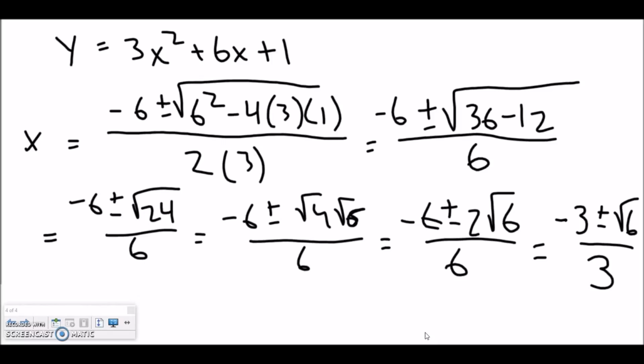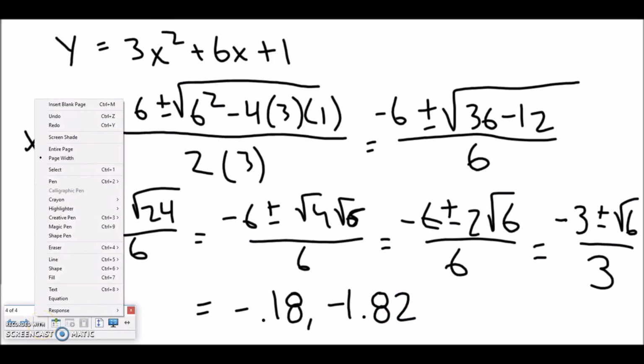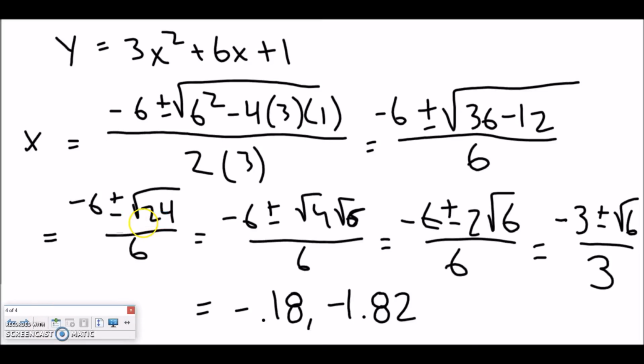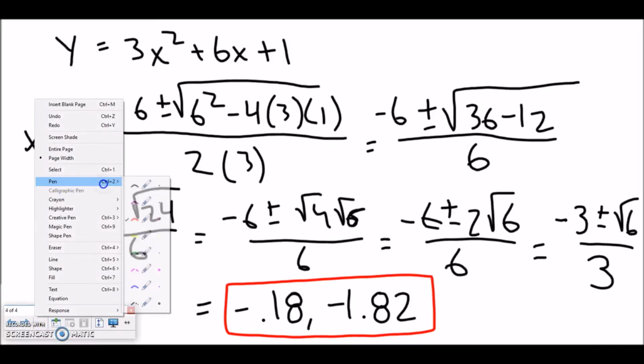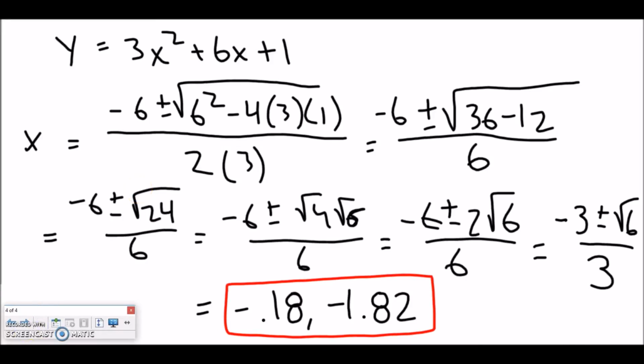Now we simply plug those into our calculator, and we get negative 0.18 and negative 1.82. So our x-intercepts were probably the most work, but it's nice because it's already in the form that we want for the quadratic formula. Everything else should have been pretty easy. Let's try another one.